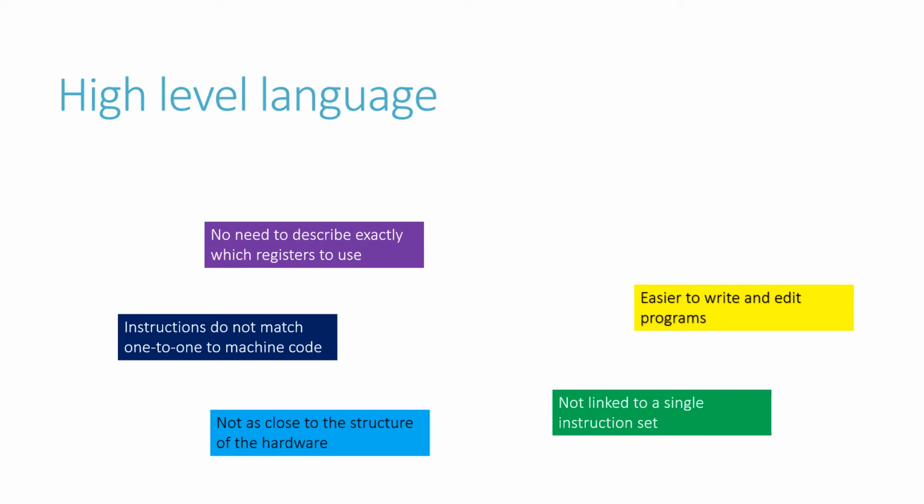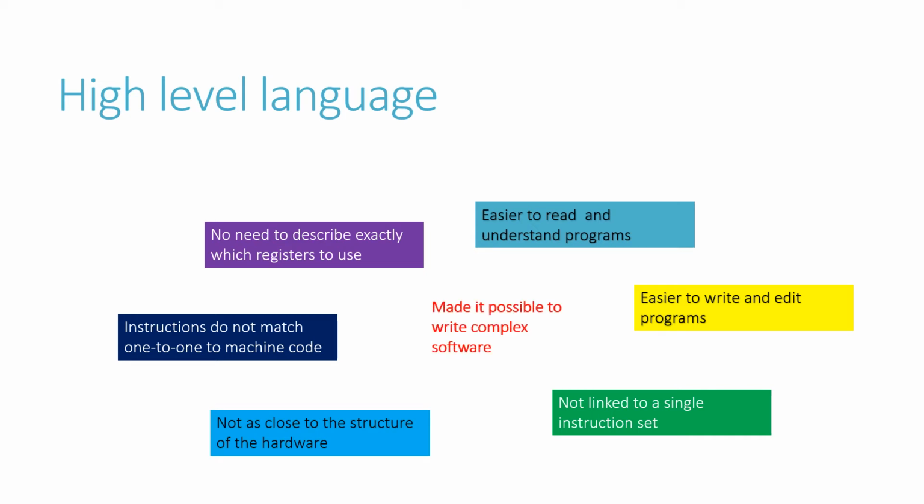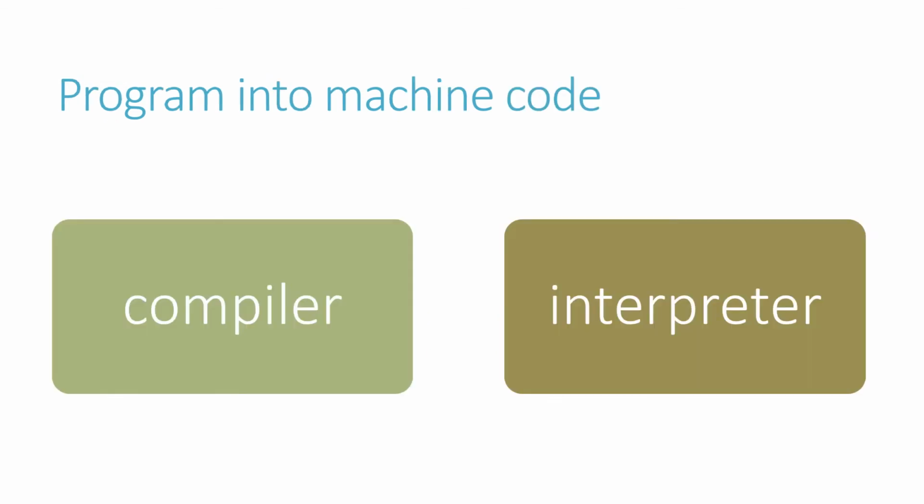Of course, it's much easier to write, edit and read programs that are written in a high-level language, and it's easier to read and understand them. The invention of high-level programming languages is what really made the evolution of modern complex software possible. So a high-level language program must be converted into machine code, and there are two different types of software that will do this job for us: a compiler or an interpreter, and they work in slightly different ways.